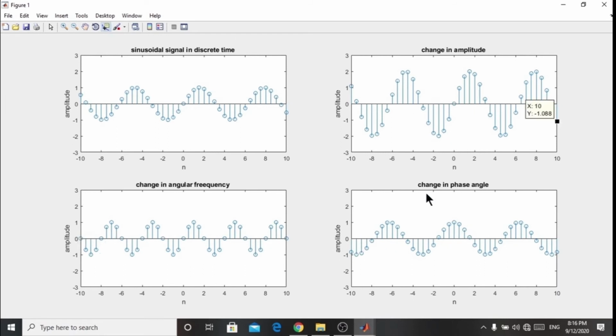This is how the signal will look like when it undergoes a change in phase angle. When phase angle changes, the signal undergoes a phase shift. Here also you can see a phase shift, but in case of change in amplitude, the phase of the signal doesn't change. But in the other two cases, it will make a phase shift in the signal. This is how amplitude, angular frequency, and phase angle affect the sinusoidal signal.